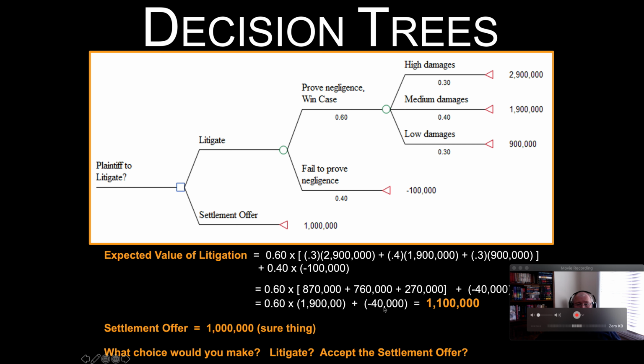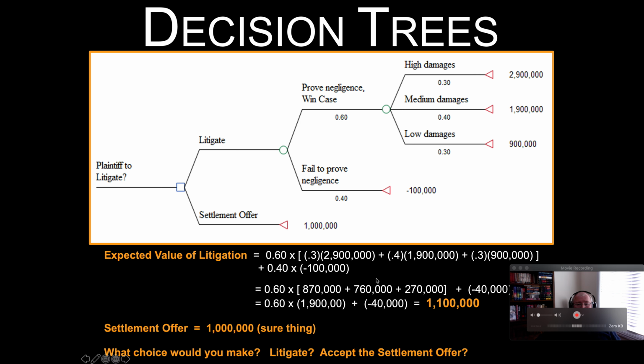Okay, minus the 40,000. So there you go. Or excuse me, 1.154 million. So that's what we have. So we're at about this amount, 1.1 million, unless I made some calculation error anyway. You can verify the calculation.